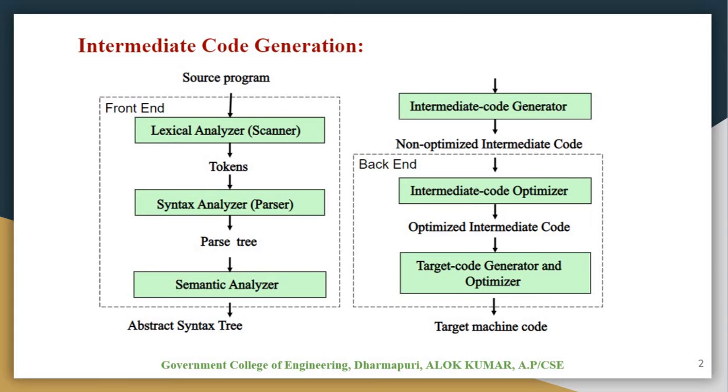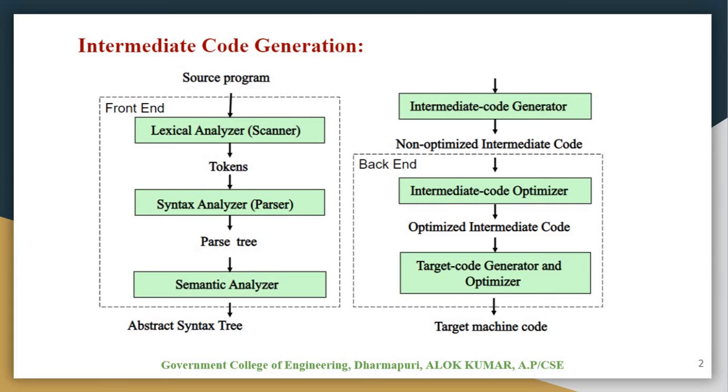Here we already know this one is the source program, and at last we are getting target machine code. These are the phases that come in the front end, and these are the phases that come in the back end, the intermediate code optimizer and target code generator. In between, the intermediate code generator is there. This intermediate code generator works as a glue between front end and back end.